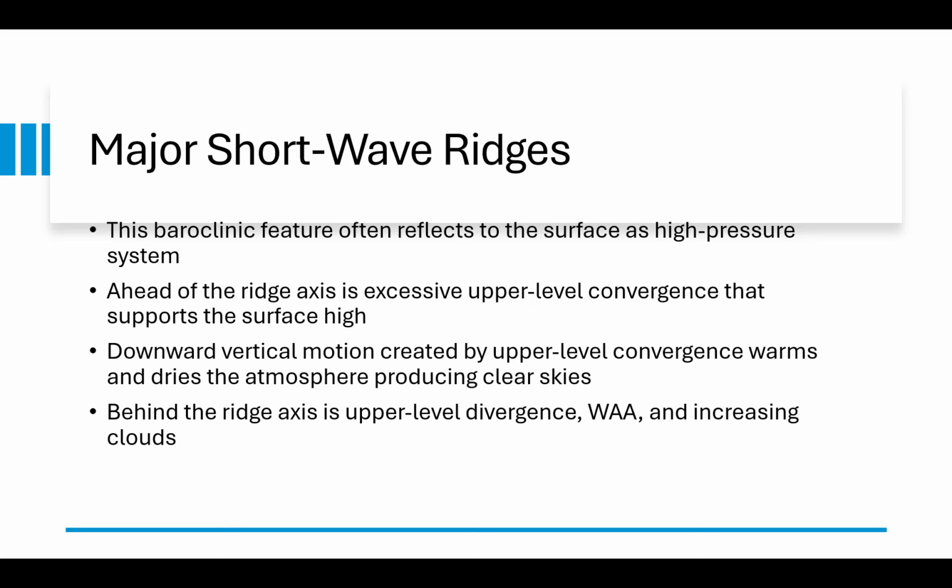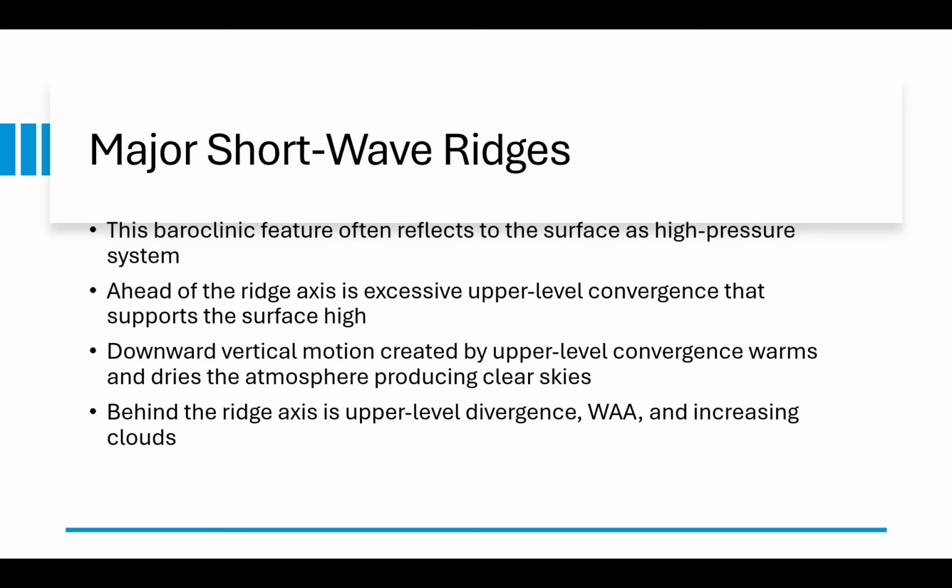For major shortwave ridges, this baroclinic feature often reflects at the surface as a high pressure system. Ahead of the ridge axis is excessive upper level convergence that supports the surface high. Downward vertical motion is created by this upper level convergence, which warms and dries the atmosphere, producing clear skies. This is the damper effect. Behind the shortwave ridge axis is upper level divergence, warm air advection, and increasing clouds.